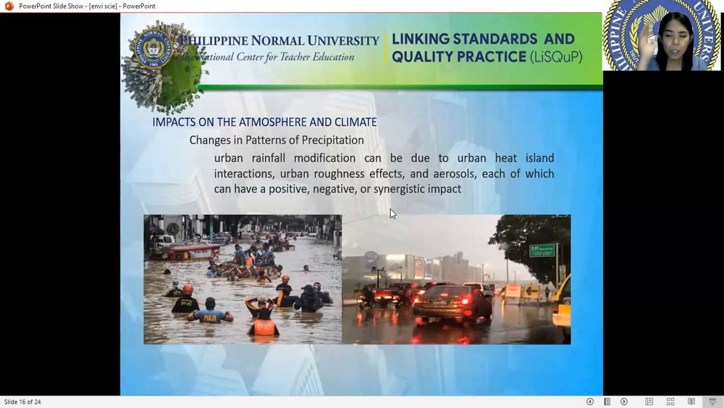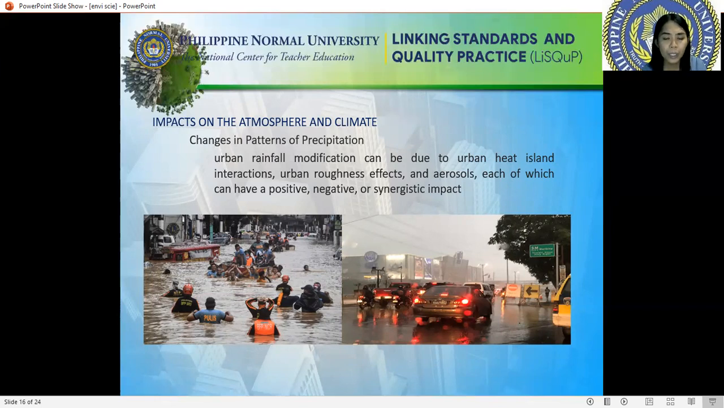So another impact of urbanization is the impact on the atmospheric climate and atmosphere. So it changes the weather patterns. Why does it change the weather patterns? The urban rainfall modification can be due to urban heat. Connected siya kanina, yung global, yung heat island.